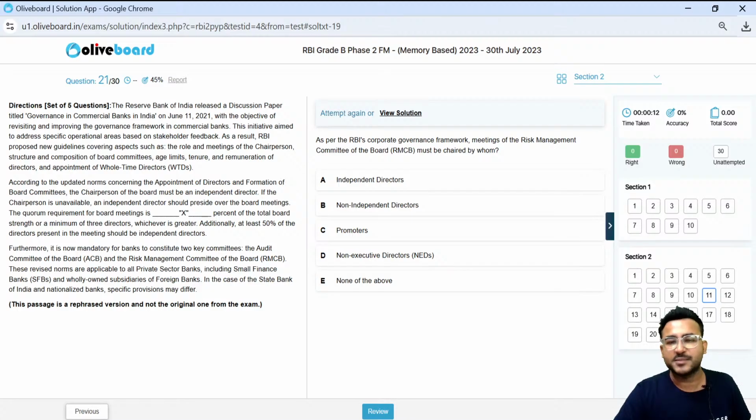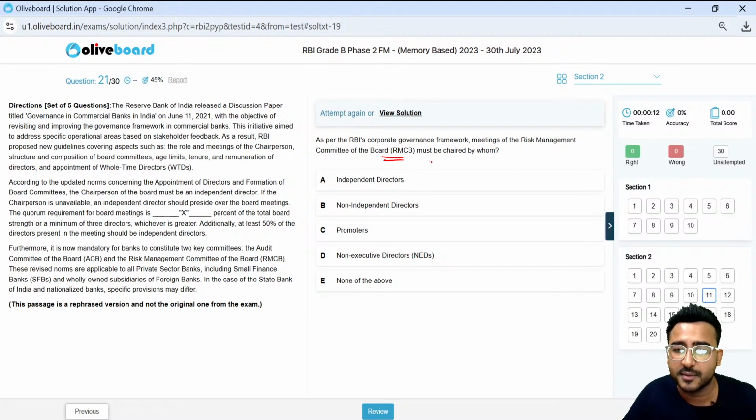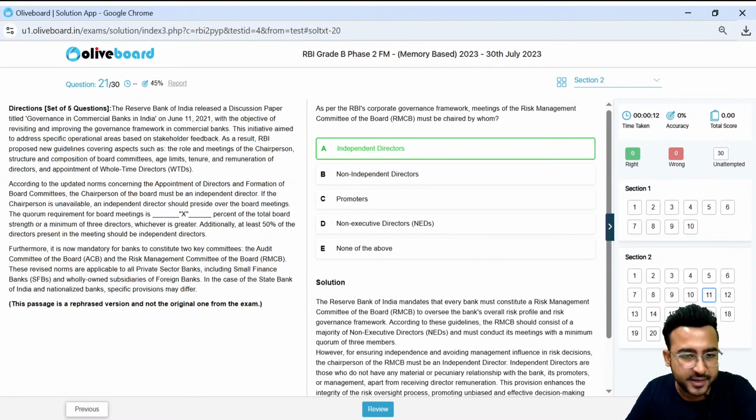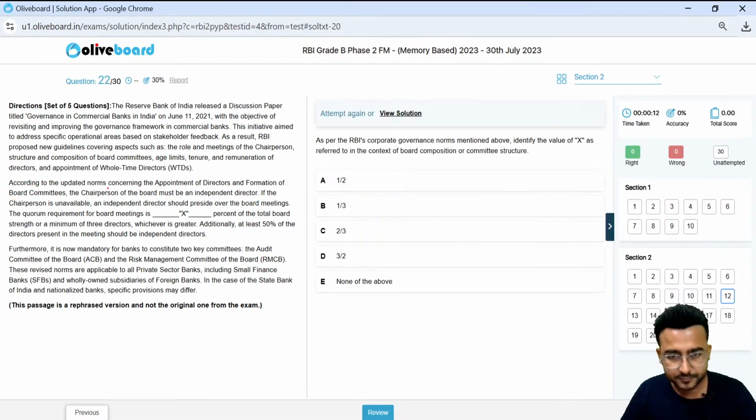Next one, as per the RBI corporate governance, meeting of the Risk Management Committee of the Board, RMCB, must be chaired by whom? It must be chaired by an independent director. They have written it in the paragraph, what could be easier than that? Right, written in front of you in the paragraph: independent director.